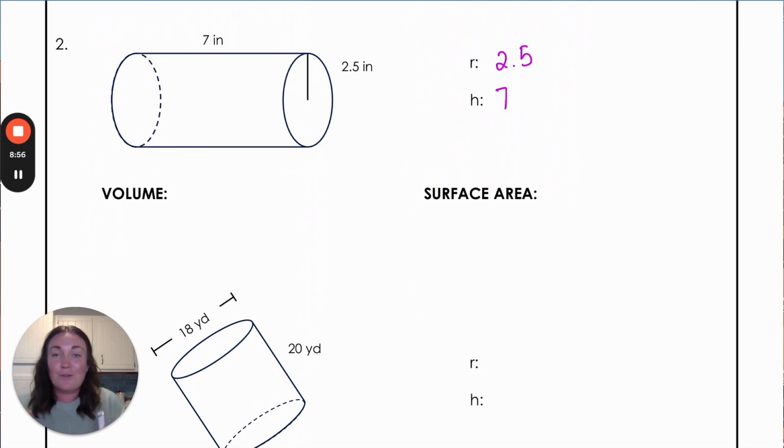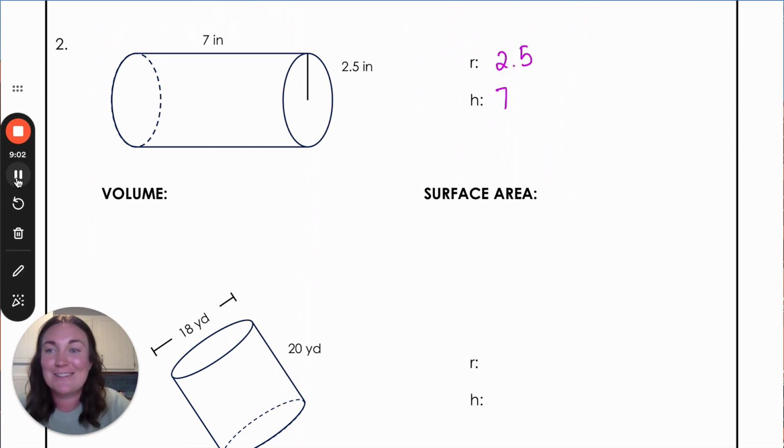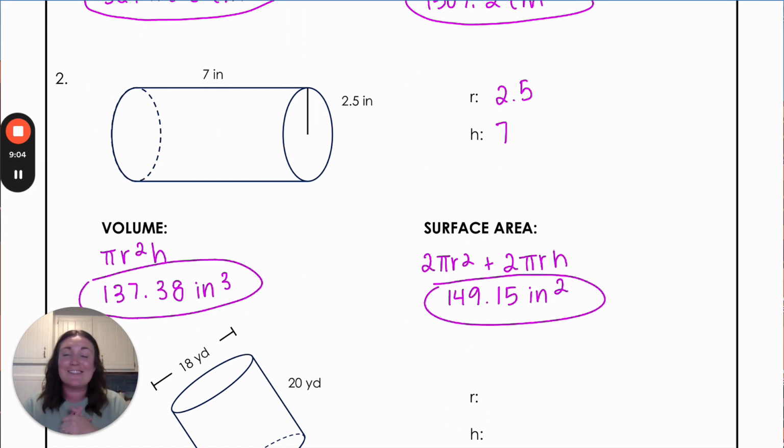I'm going to plug both of those into my formulas in Desmos, so go ahead, pause the video here, try it out, and then come back to check your answers. All right, check out your answers and see how you did. We should have gotten 137.38 inches cubed for volume and 149.15 inches squared for surface area.